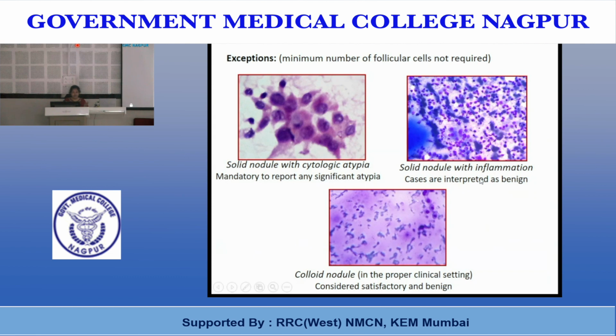In the case of thyroiditis, if there is inflammation, you don't need to have the minimum number of cells. The inflammation has already damaged the follicular cells, so it can be interpreted and reported as benign. And in a colloid nodule, when you have only colloid in the proper clinical setting, you need to correlate with the ultrasound findings, and then you can consider it satisfactory and benign.